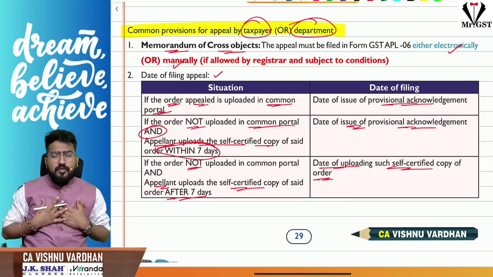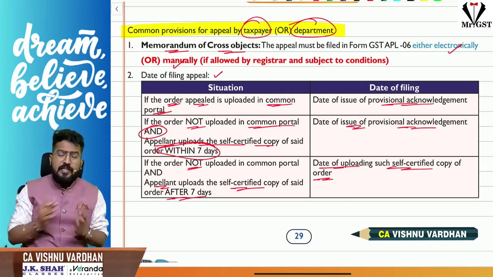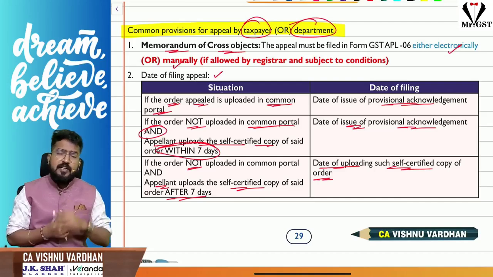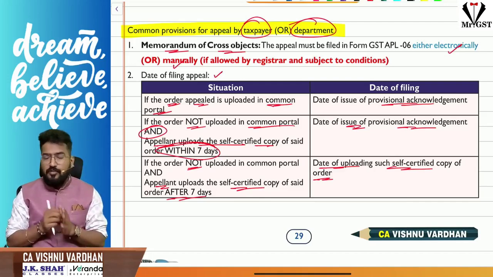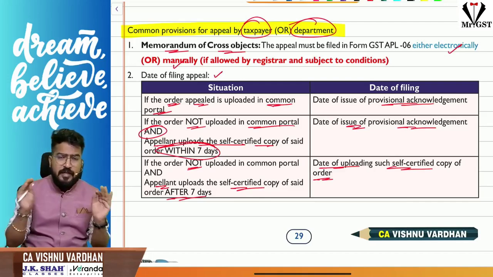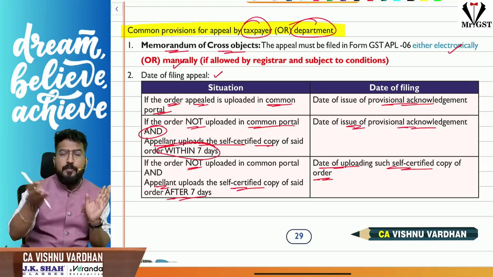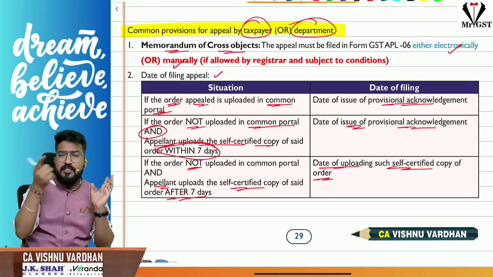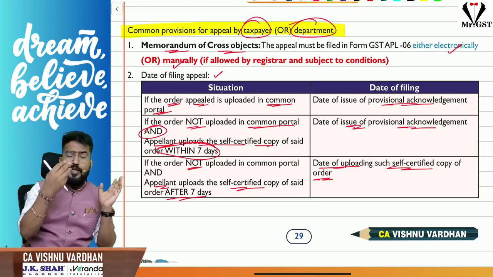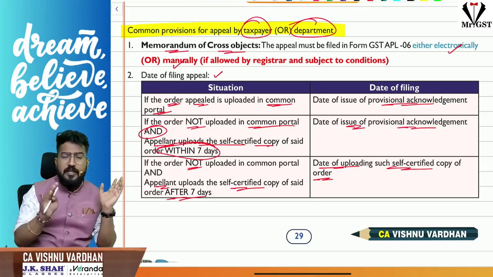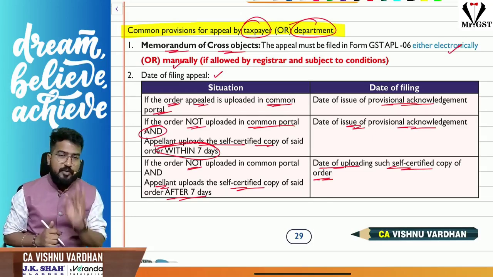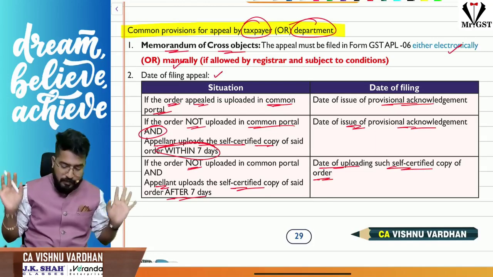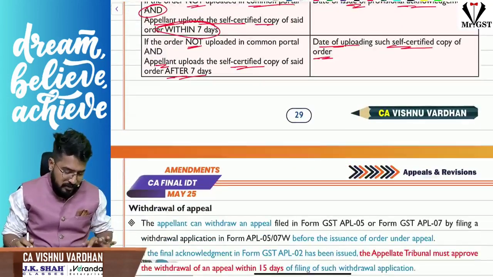Then whoever is filing the appeal has to take a Xerox copy of that, self-certify it, and give it to the department, to upload within 7 days. Then also the date of provisional acknowledgement will be read as the date of filing the appeal. But if it is not getting updated in the portal, and you are also not submitting the self-certified copy, and 7 days are over, in such a case, what is the date of filing the appeal? The date of uploading that self-certified copy of the order will be treated as the date of filing the appeal. So this is another amendment.